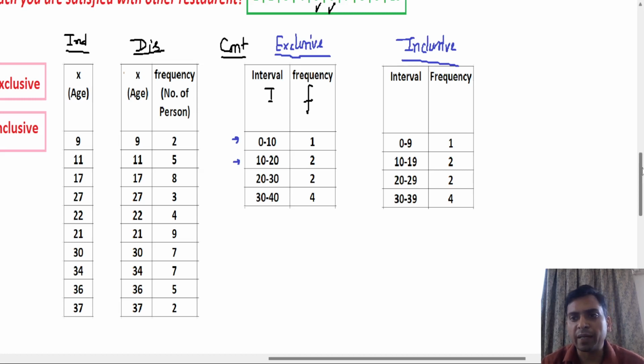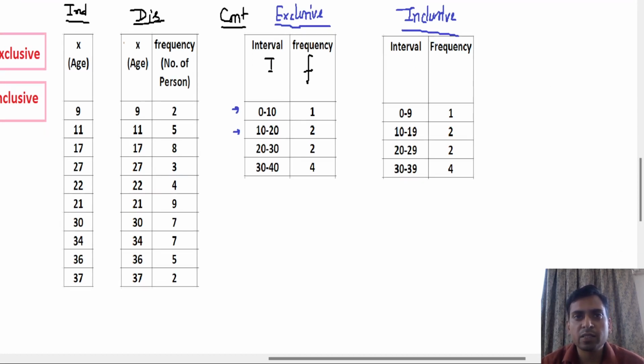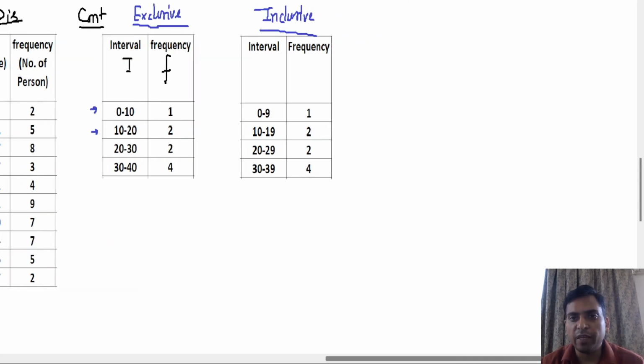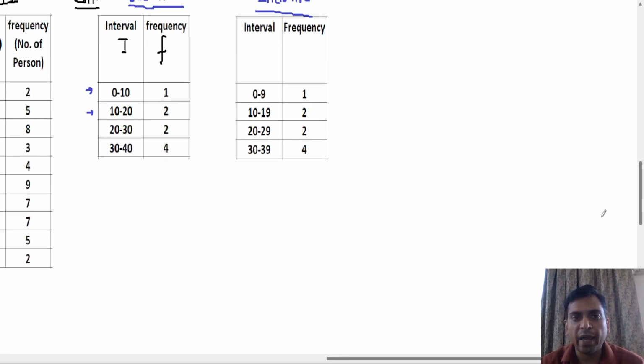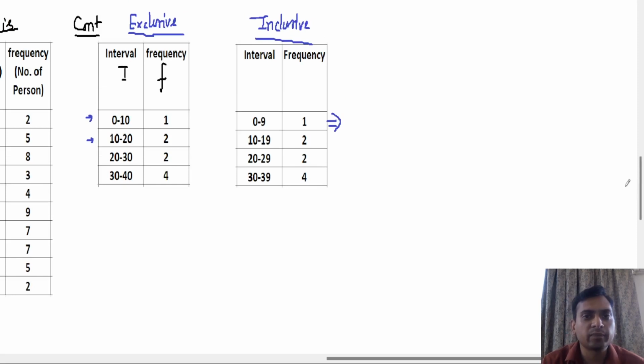Now in most of the numericals, we will convert this inclusive type data into exclusive type. First of all you have to convert this data from inclusive to exclusive. How will you do it? The simple methodology is you will consider the upper value of this interval and the lower value of the next interval, and then you will find the summation of this 9 plus 10 divided by 2. You will take the average, so this is 9.5.